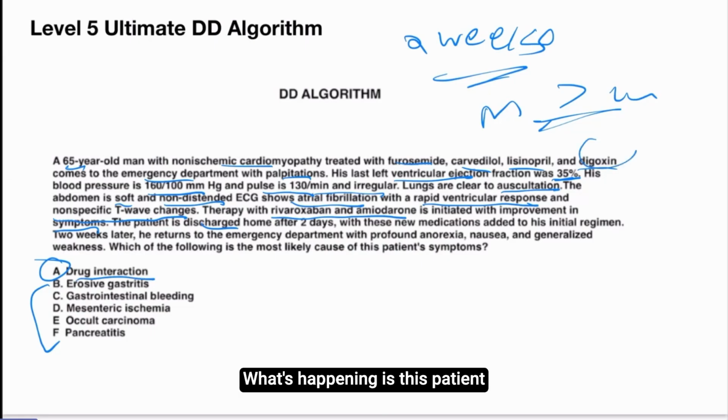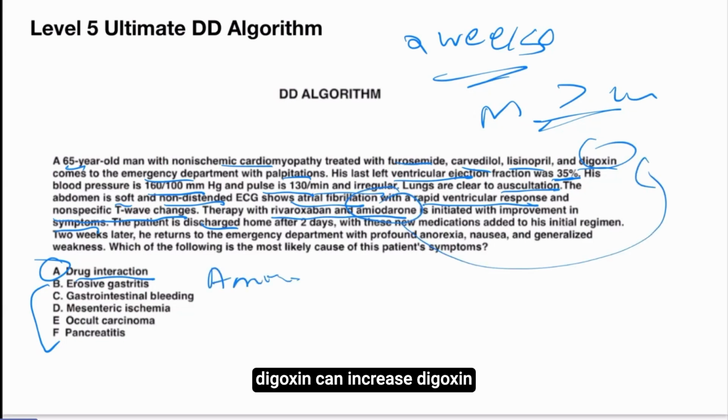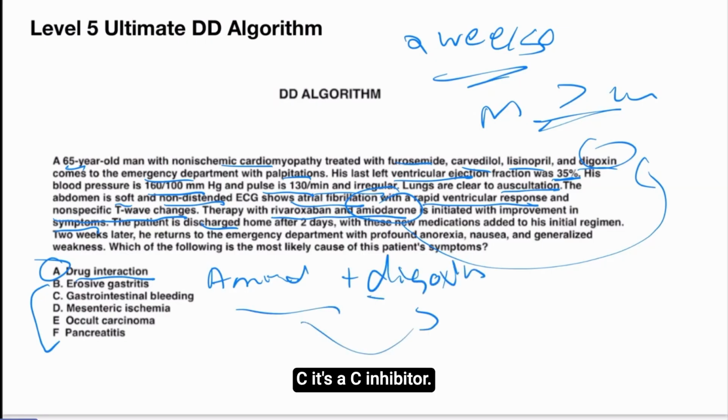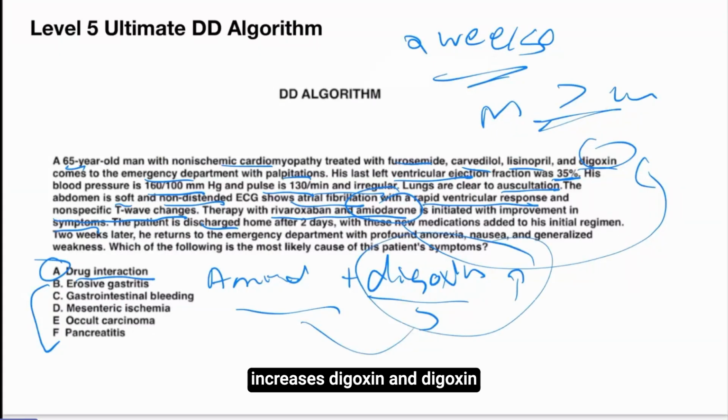What's happening is this patient is on digoxin. They started him on amiodarone, and amiodarone plus digoxin can increase digoxin levels because of this interaction. It's a CYP inhibitor, and digoxin is metabolized by that, which increases digoxin levels. Digoxin toxicity presents as profound anorexia, nausea, and generalized weakness. And that's why that's the answer you were looking for.